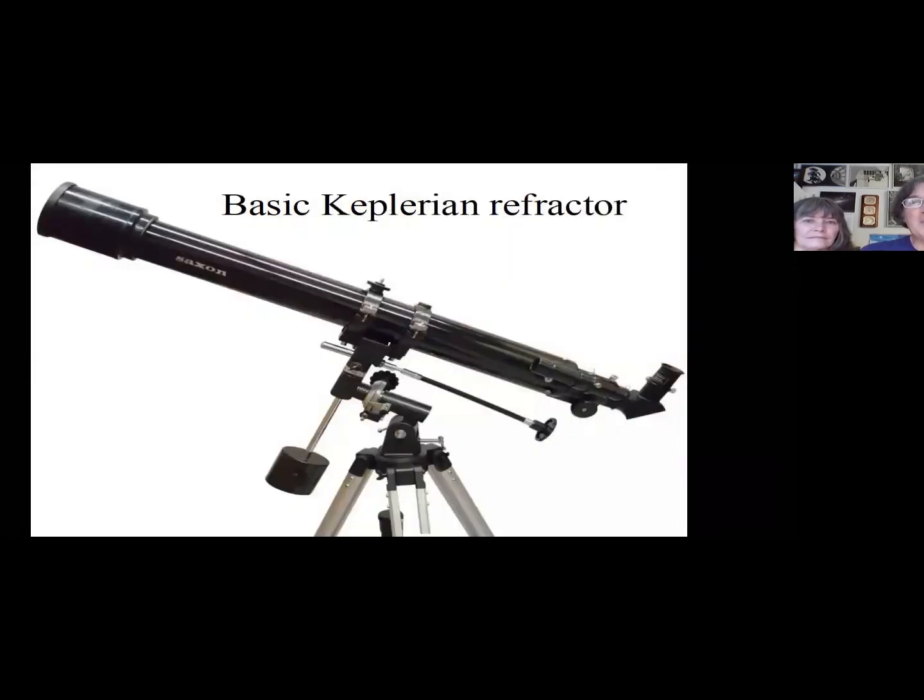If you see a Keplerian telescope, it looks like this. Pretty much any refractor you see today is going to be a Keplerian design. So Kepler's design really caught on, whereas Galileo's not so much. So this is kind of what we would call a normal telescope, the Keplerian refractor. This is what people think of when they think telescope.